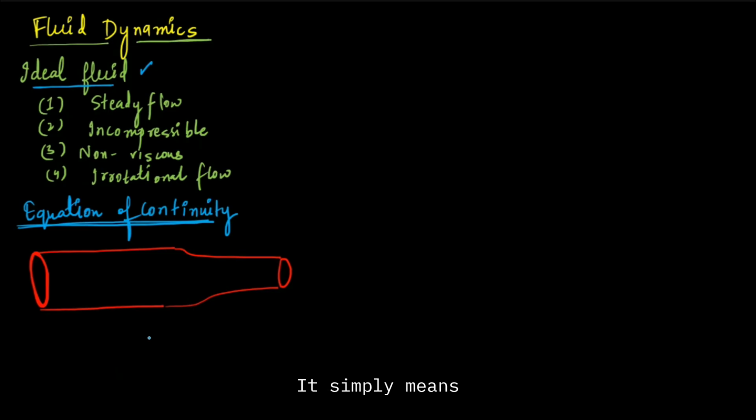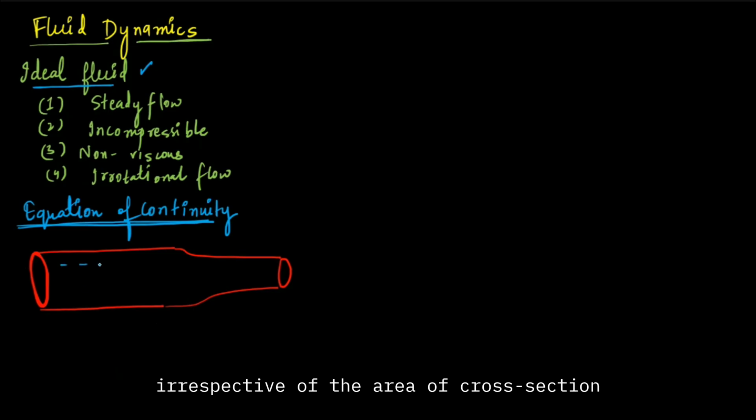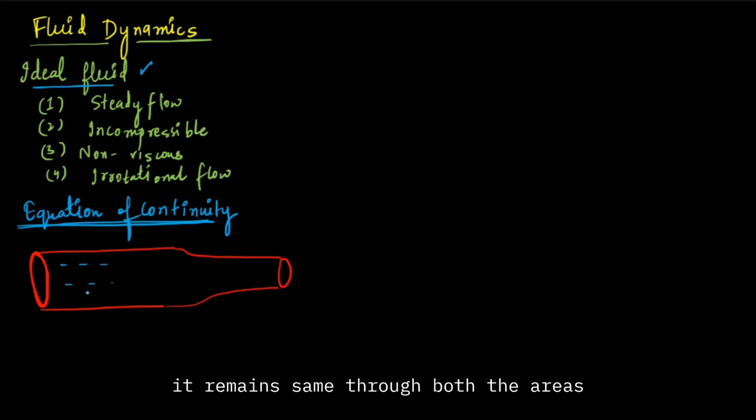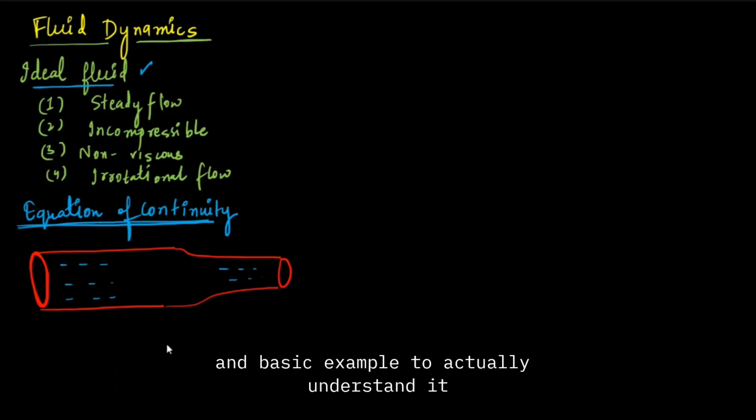What does it mean? It simply means that the mass of liquid flowing throughout this pipe, irrespective of the area of cross-section, remains the same through both the areas. Why can we say that? Let me give you a very simple and basic example to understand it.